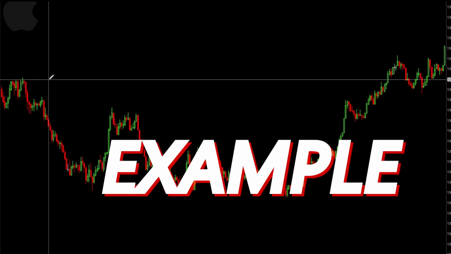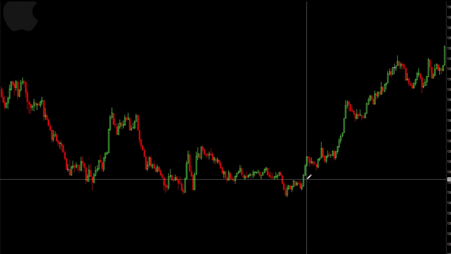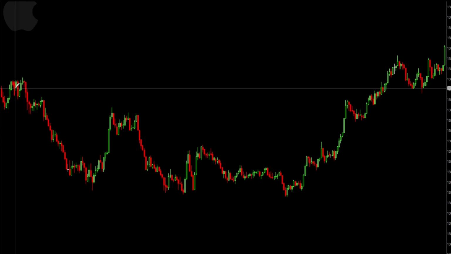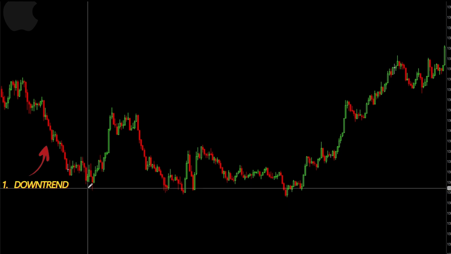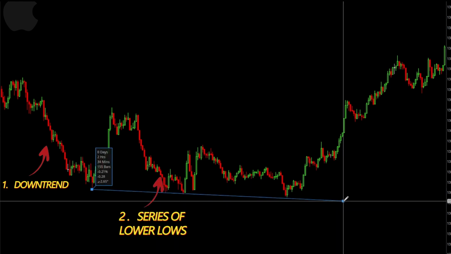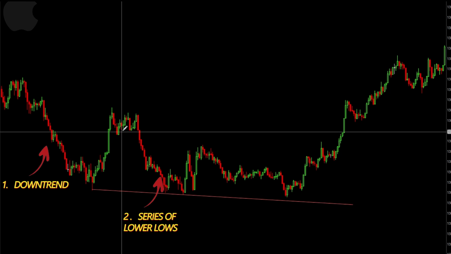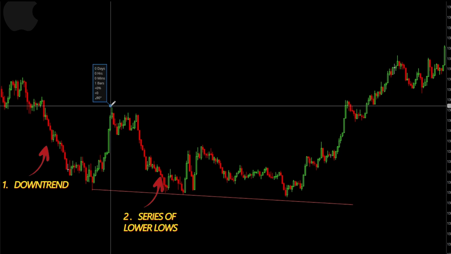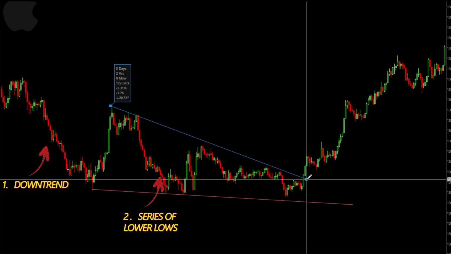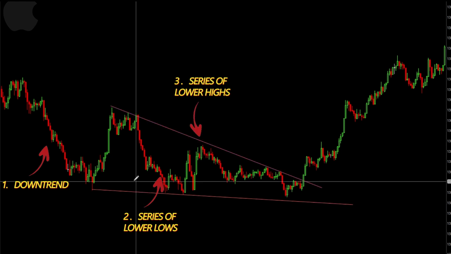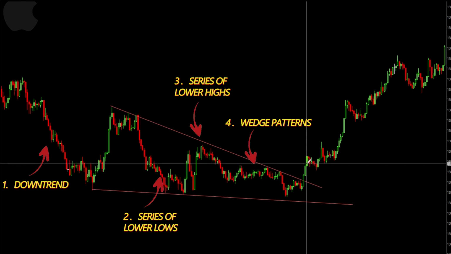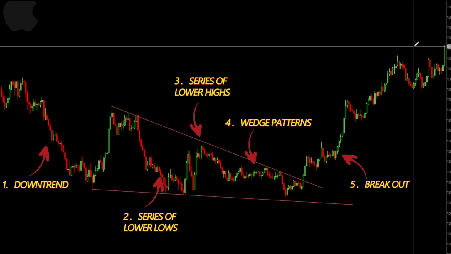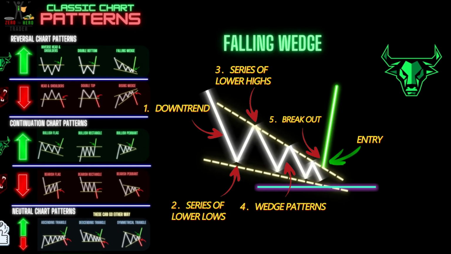Okay guys, here's another example of a falling wedge reversal pattern. And we can see that we have component number 1, it's in a downtrend, making a series of lower lows. There we go. Making a series of lower highs to form that wedge. And then we get the breakout of the trend line and the reversal. Okay guys, so that is the deep dive on the bullish reversal pattern, the falling wedge.